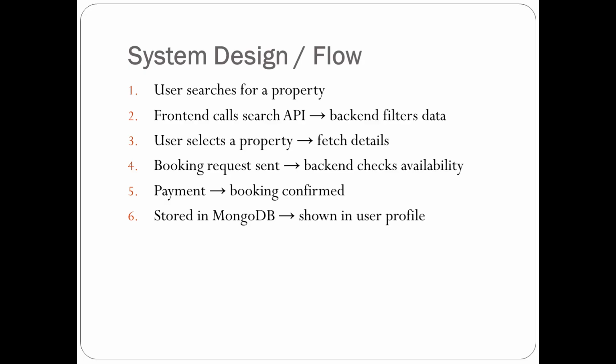The flow of the project goes like this: a user searches for a property, the front end calls the search API, the backend filters the data. Then the user selects a property and the details will be fetched. After that, the booking request will be sent. The backend checks for availability in its own database. Afterwards, the payment is done and the booking is confirmed. The booking is stored in the MongoDB and it is shown in the user profile, and as it is stored in the MongoDB, it will be easier for further use.